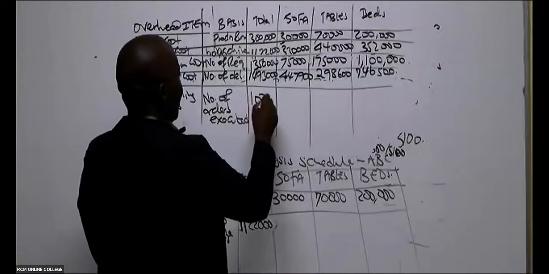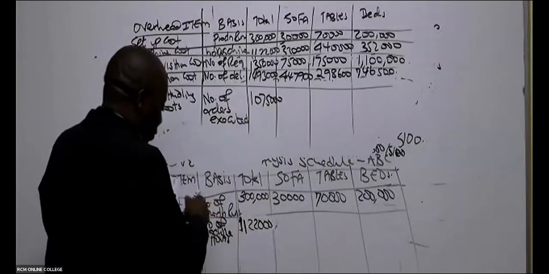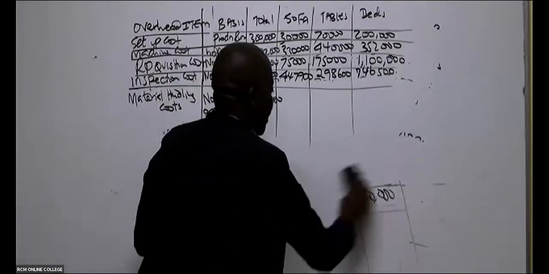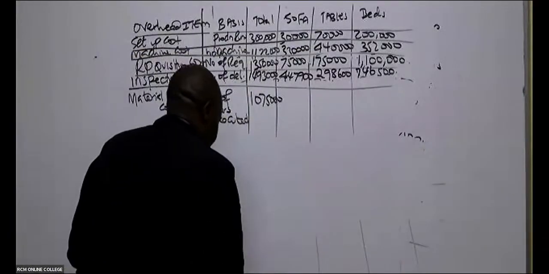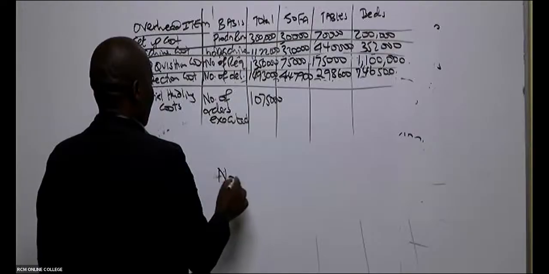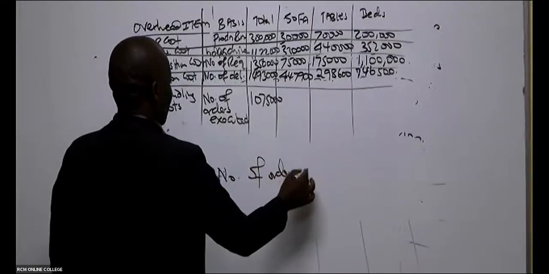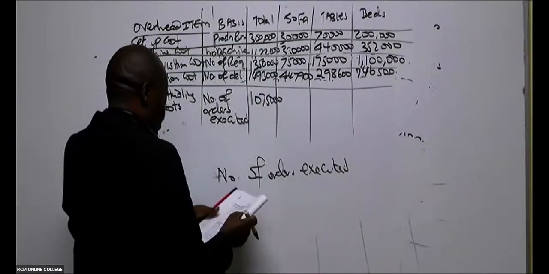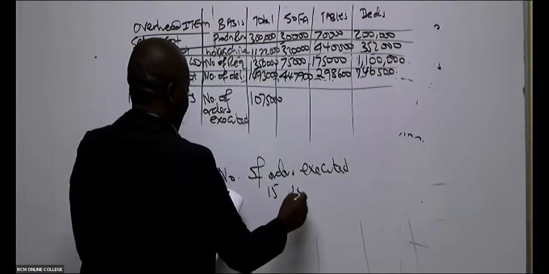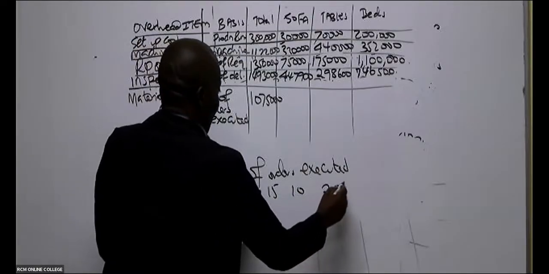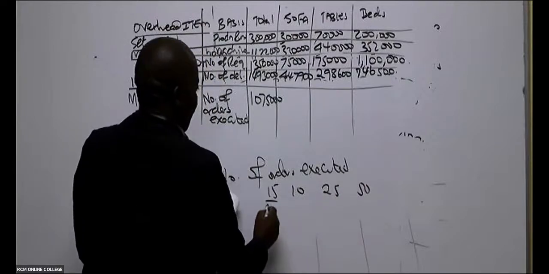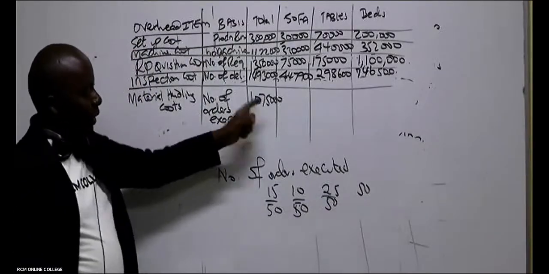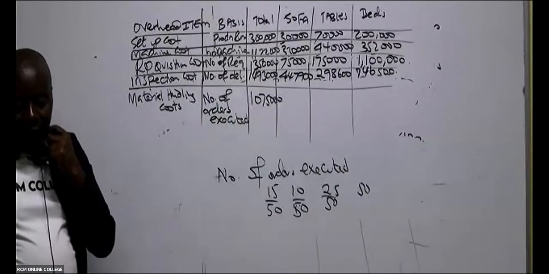$107.75, isn't it? 1,075,000. And then of course you can see the number of orders executed down there. It's given there. We have, ladies and gentlemen, 15, 10, 25. And the total is 50. So over 50, over 50, over 50. So please apportion this for me.